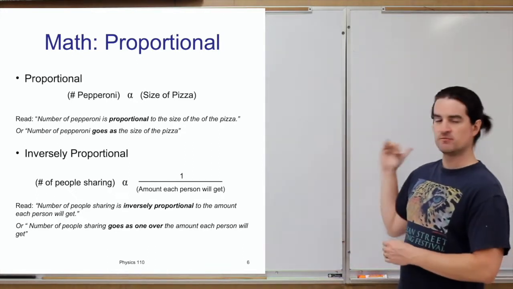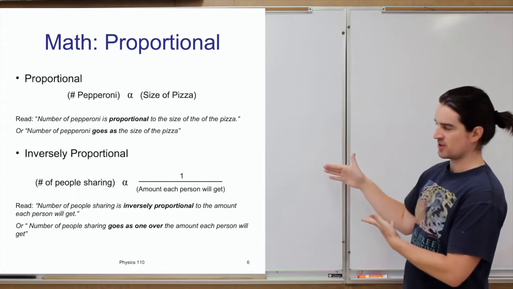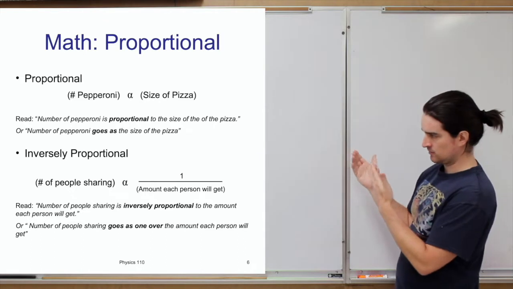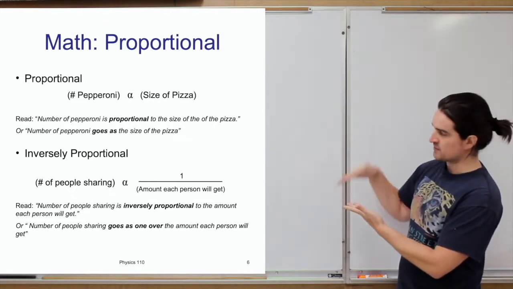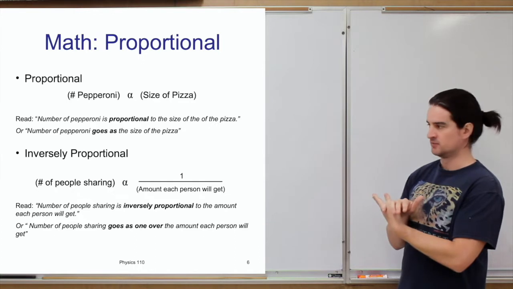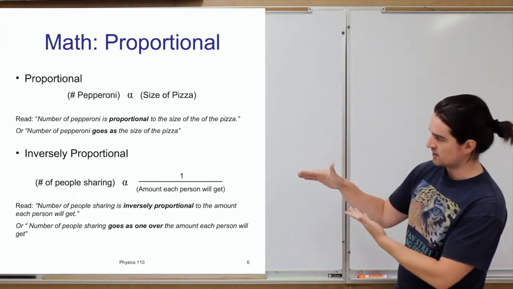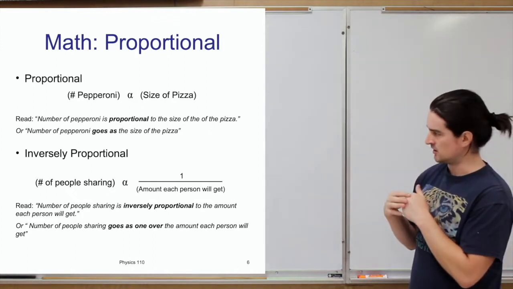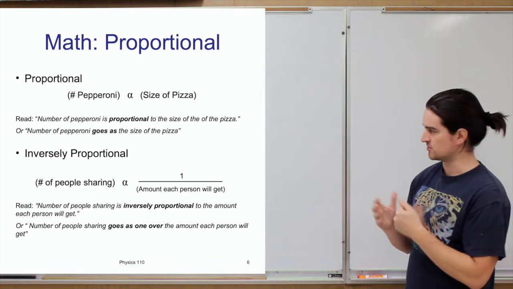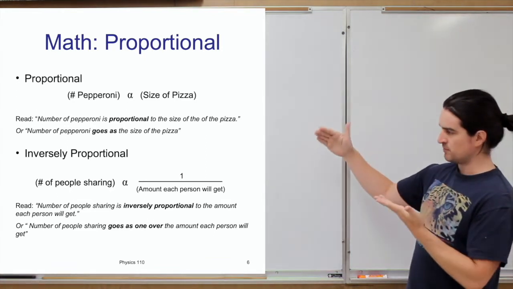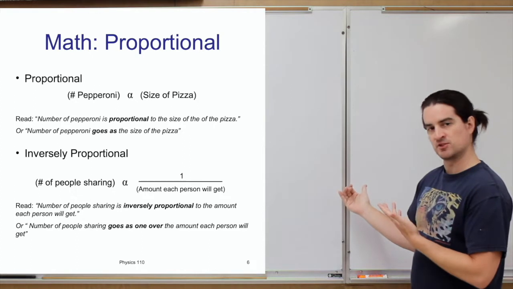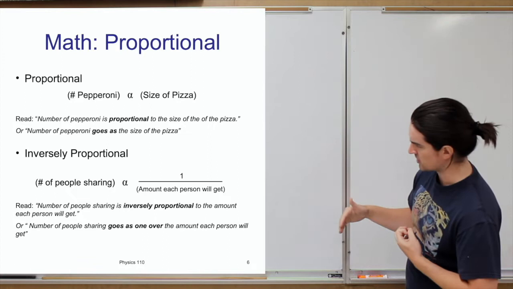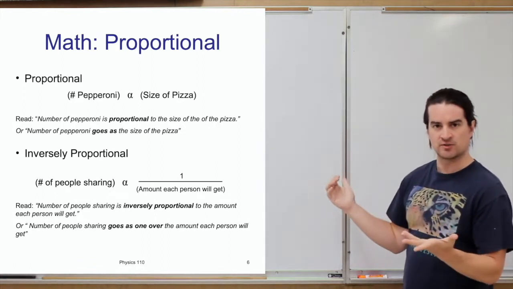If you want to represent an inversely proportional relationship, you use almost exactly the same thing, except one of those sides is in a fraction where it's 1 divided by that other thing. So in this case, the number of people sharing a pizza on one side, and then 1 divided by the amount each person will get. This shows that if the number of people goes up, the amount each person will get goes down. Or if the amount each person will get goes up, then the number of people sharing it has to have gone down.